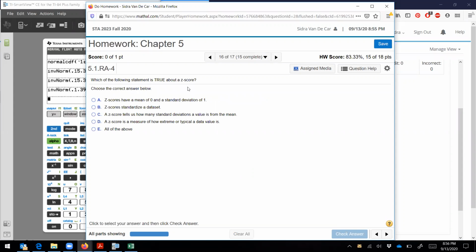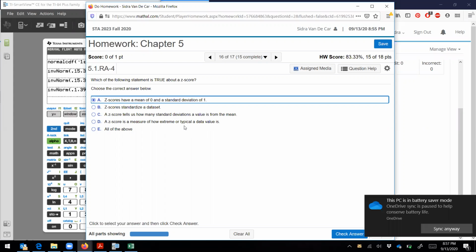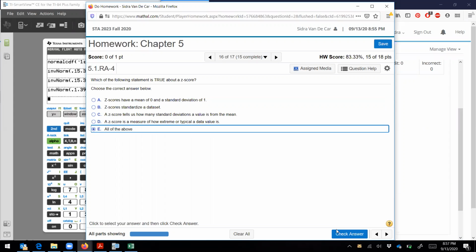Which of the following statements is true about a z-score? Z-scores have a mean of 0 and a standard deviation of 1. That is true. Z-scores standardize a data set. That is true. Z-scores tell us how many standard deviations a value is from the mean. That is true. A z-score is a measure of how extreme or how typical a data value is. That is true. So all of the above.